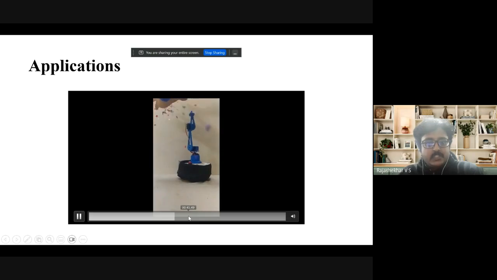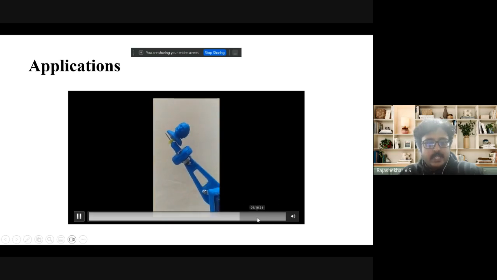As you can see here, it is trying to pierce a balloon, and this was in slow motion. Also, it can carry very lightweight payloads, and it can maneuver in space.